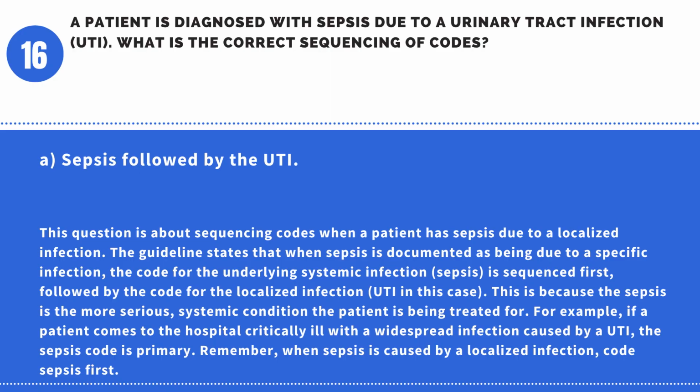This is because the sepsis is the more serious, systemic condition the patient is being treated for. For example, if a patient comes to the hospital critically ill with a widespread infection caused by a UTI, the sepsis code is primary. Remember, when sepsis is caused by a localized infection, code sepsis first.